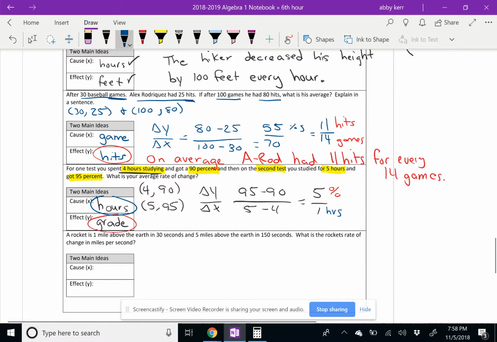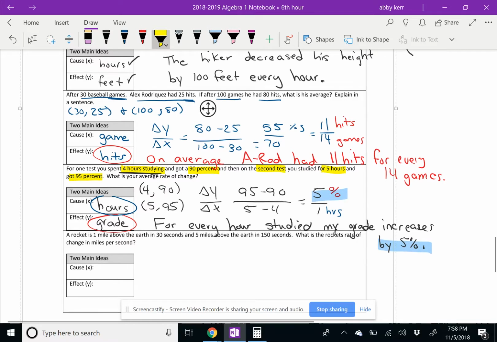Now, some students say, I got 5% every 1 hour studied, but you should think about your grade. Usually when you study, you increase your grade. So talk about that in your sentence. So for every hour studied, my grade increases by 5%. So notice that I'm talking about the 5%, and then I'm also talking about the 1 hour in my sentence.